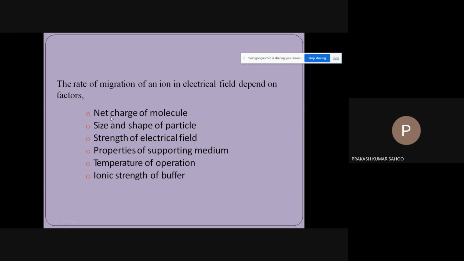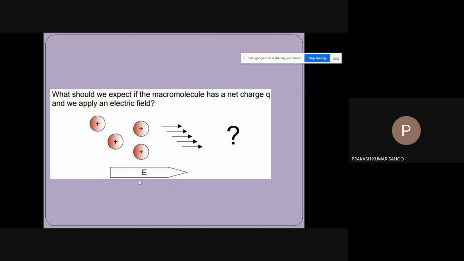Then the migration of an ion depends on the net charge of the molecule: the higher the charge, the faster it will migrate. Size and shape of the particle: small particles will migrate faster than large particles. Strength of the electric field: when the field strength is more, migration will be more. Properties of the supporting medium, that is, the electrolyte used: how the electrolyte concentration or type of electrolyte affects the migration of different ions. Then the temperature effect, the ionic strength of the buffer, and the pH effect, which we will discuss.